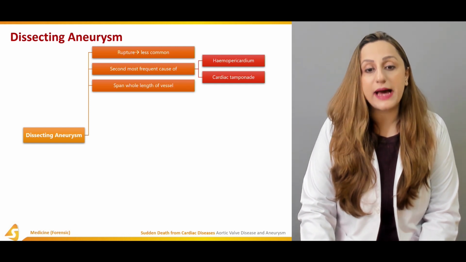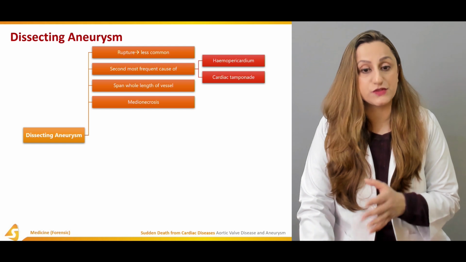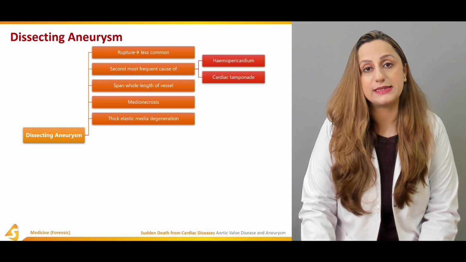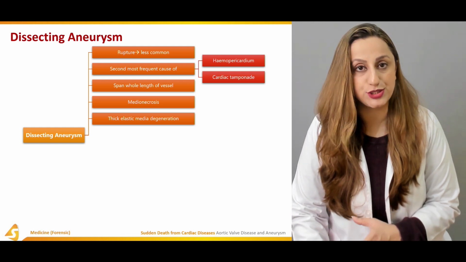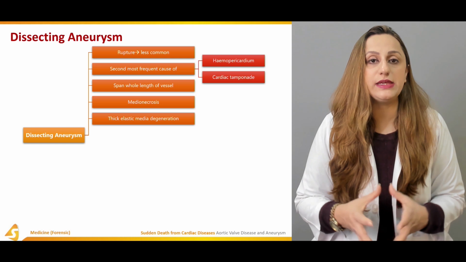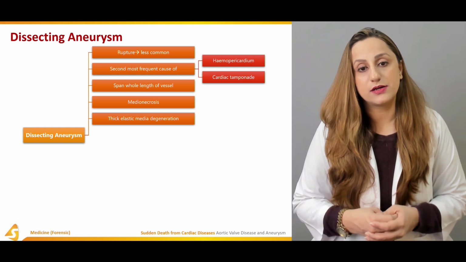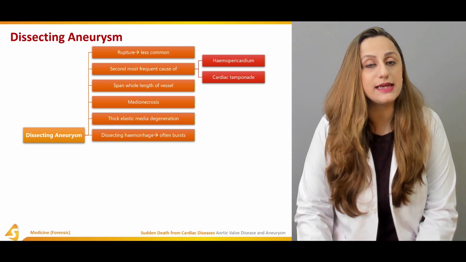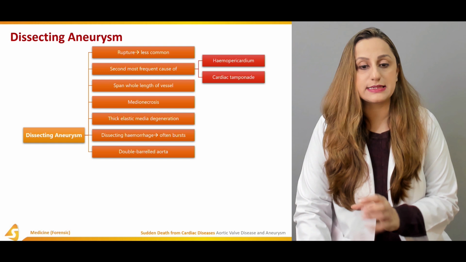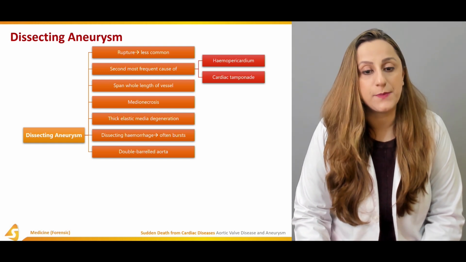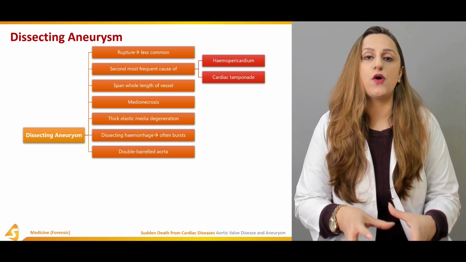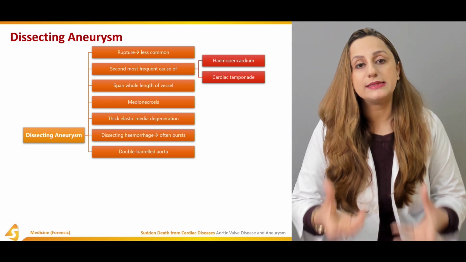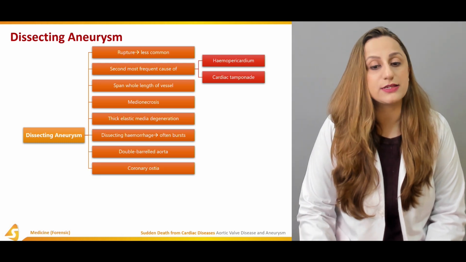And then we'll have the span of the whole length of the vessel affected after this. After that, we'll have the medial necrosis phenomenon, which is followed by the thick elastic media degeneration. So it's again one of the emergency states that can occur after such a dissecting aneurysm has taken place. We'll have the dissecting hemorrhage that often bursts at this level, and the double-barreled aorta will be seen. After the rupture of the aortic aneurysm, we'll see a double-barreled or double lumen aorta. That is the evidence that has to be looked for.